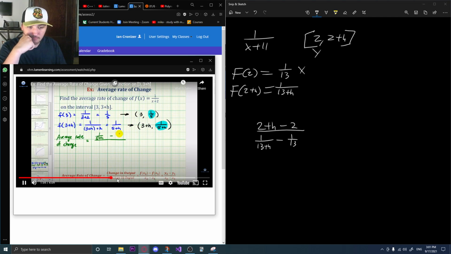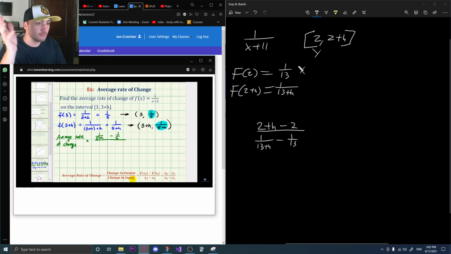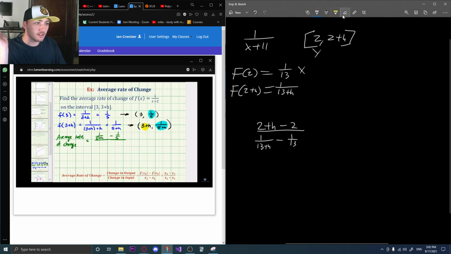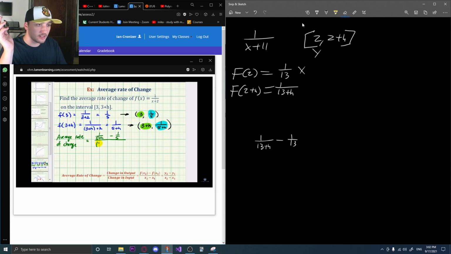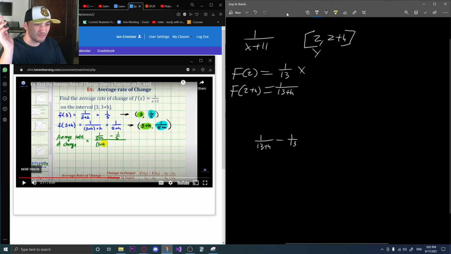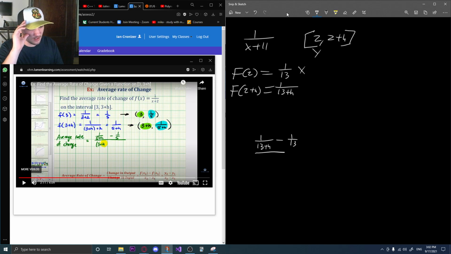To determine the change on the fifth, then for the change in input or change in x values, we'll have the quantity 3 plus h minus 3. I had my x and y's flipped. Oh, I'm so bad with that, man. It's embarrassing, honestly. That should work out, hopefully, a lot better.